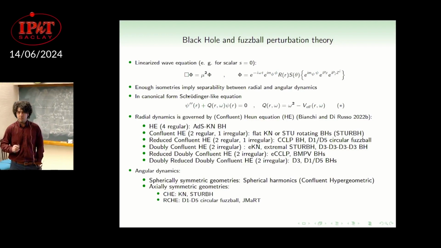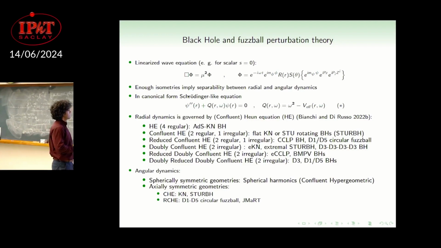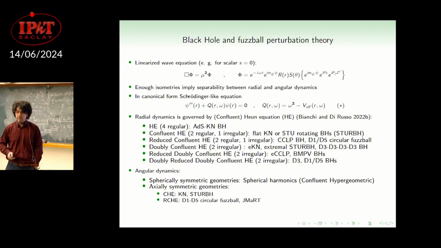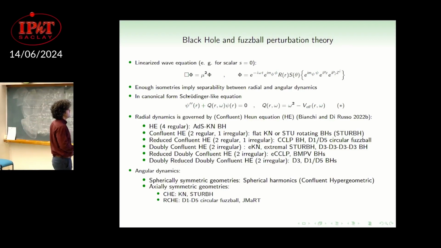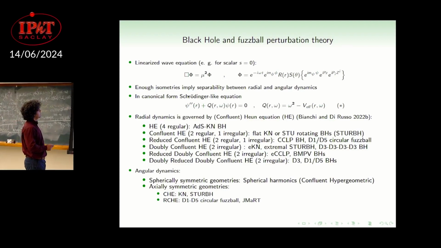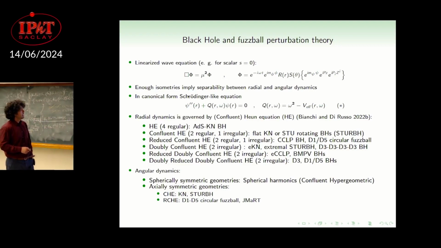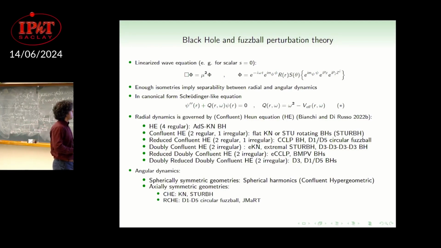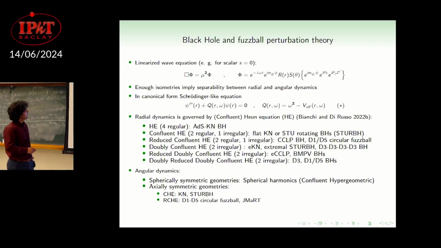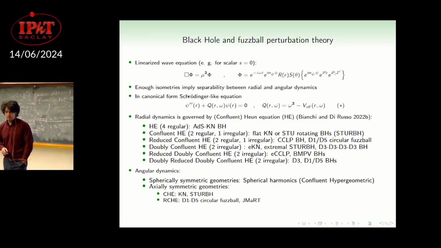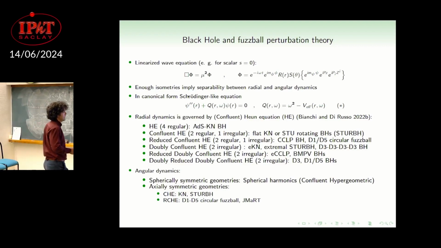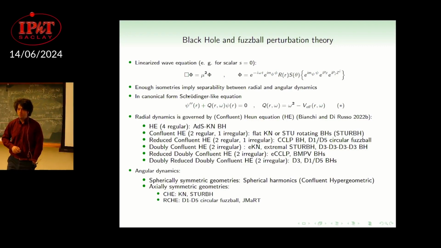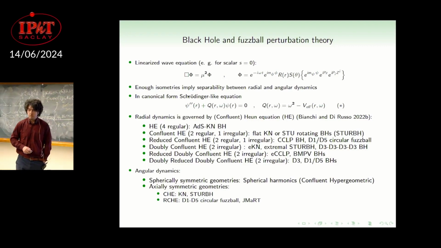Here I will focus for the moment on the scalar wave equation. The scalar wave equation can be separated if you have enough isometries. At the end of the day, you are able to separate the Klein-Gordon equation into a radial equation and an angular equation. You are always able to put both of these equations in this Schrödinger-like form, as Francisco already said. The relevant quantity of this differential equation is this function Q, which is proportional to the effective potential.